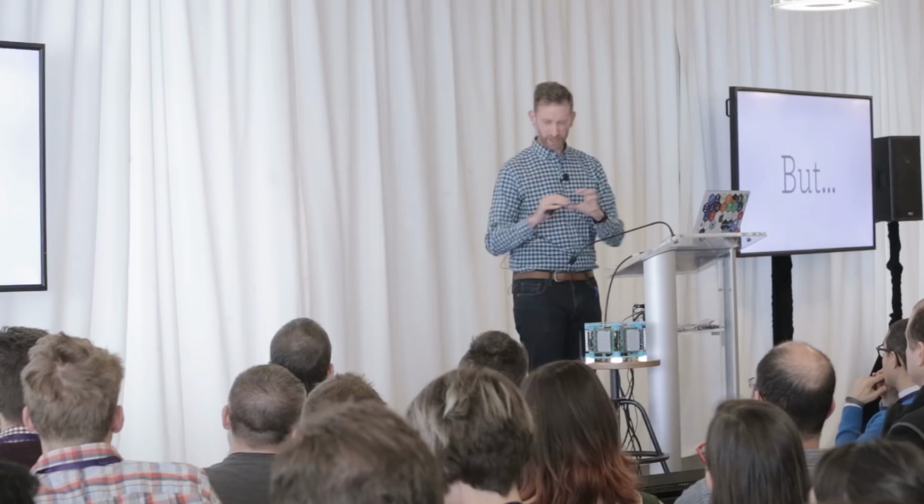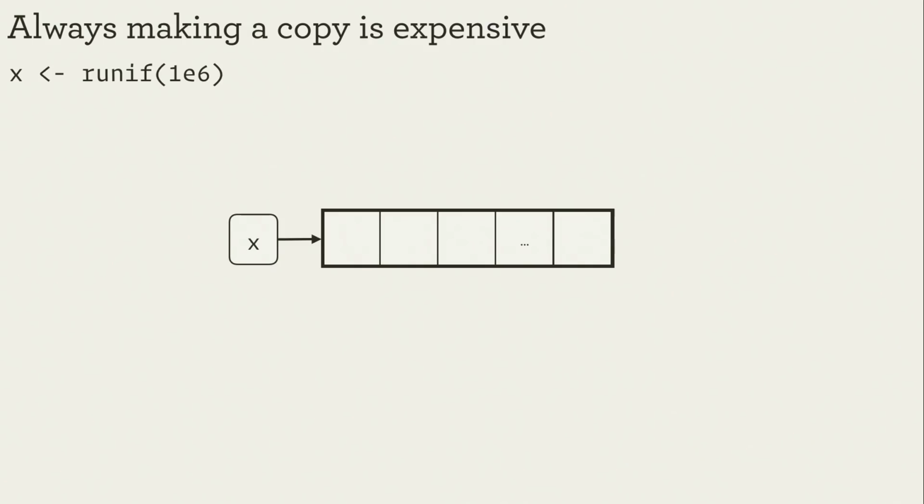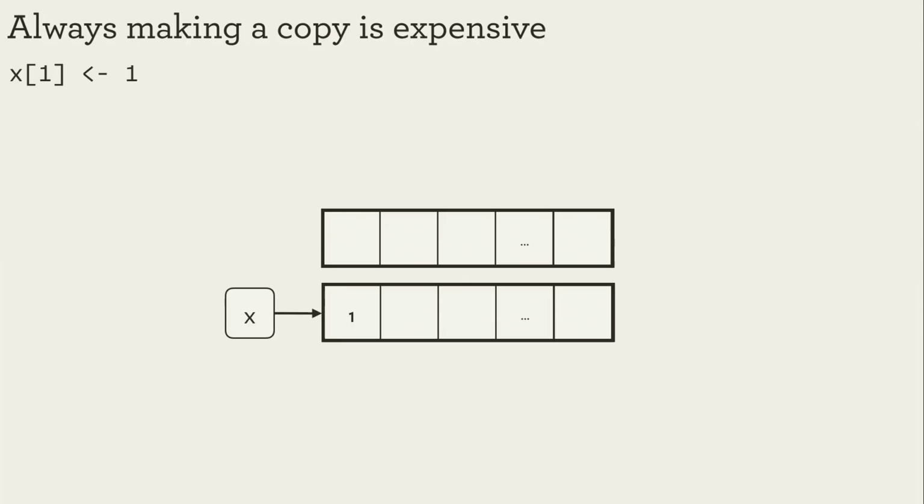But there's one exception to this rule, because if every time you modified an object in R it created a copy, R would be incredibly slow. R is not a fast language as it is. But if it had to create a new vector copy every single time you modify something, it would be astronomically slow. If you had a vector like this and you modified it and you modified it again, you'd end up with three copies of that vector.